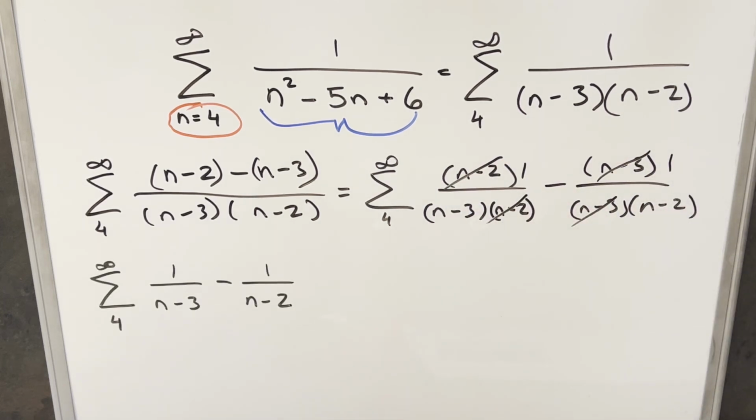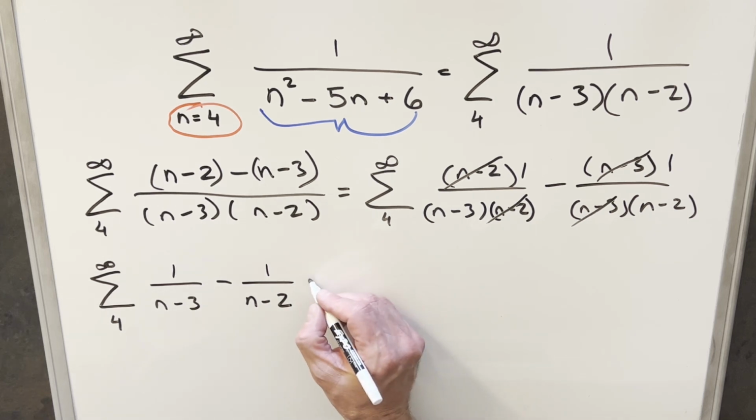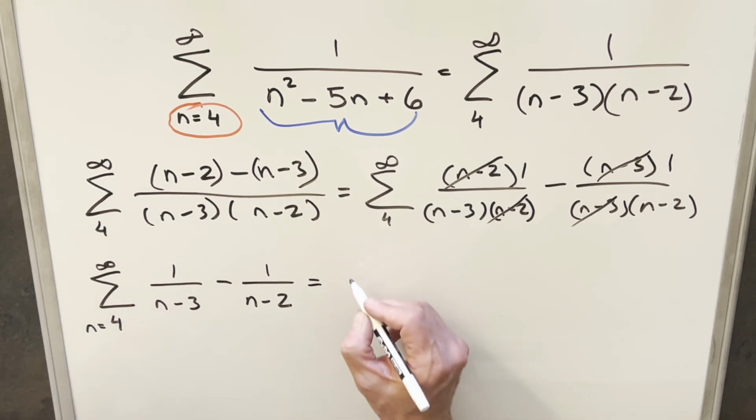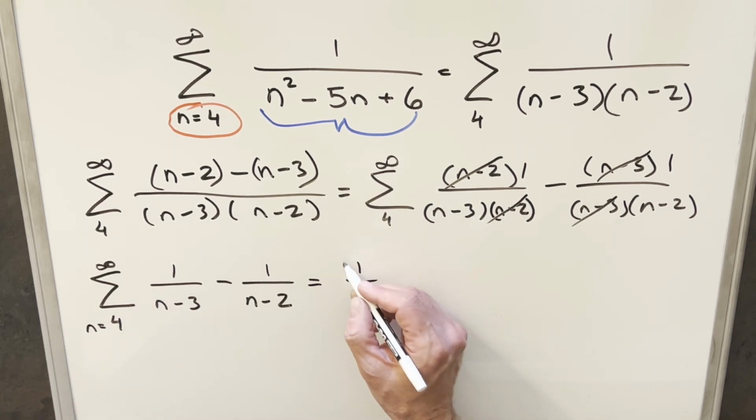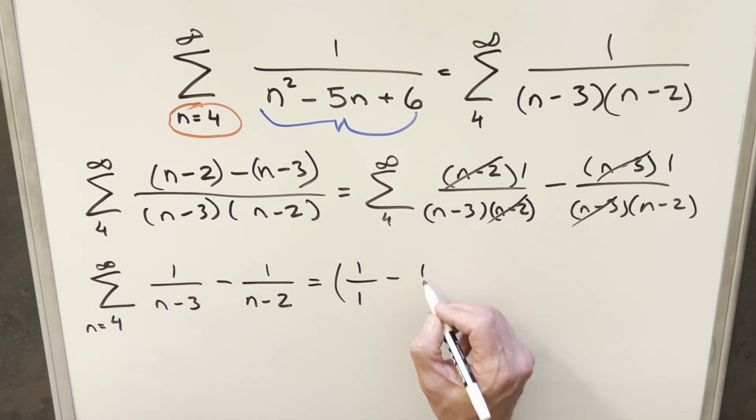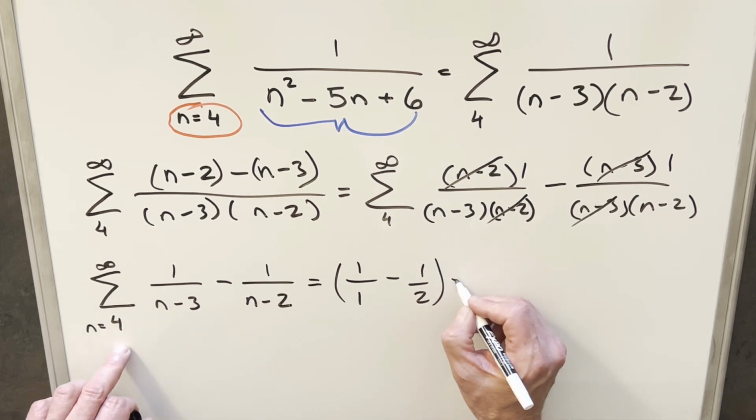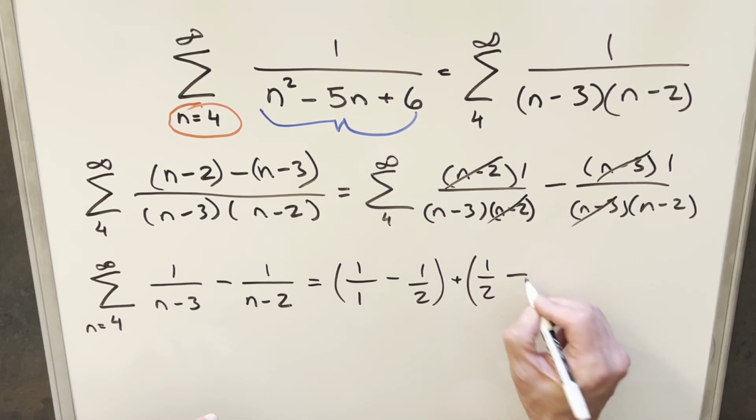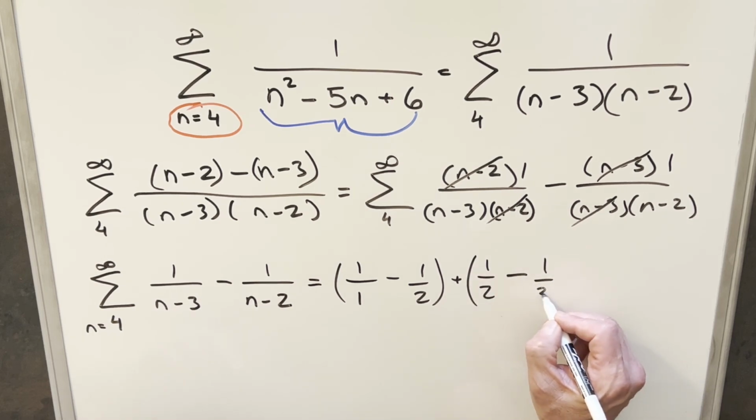Now you may already recognize this as a telescoping series, but let's write out a few terms and see what's happening. We're starting at n equals 4 here, so just plugging in 4, for our first term, we have 1 over 1. I'll just leave it like that. And then this term is going to become minus 1 over 2. Looking at n equals 5, this is going to become 1 over 2, and this one's going to become minus 1 over 3.